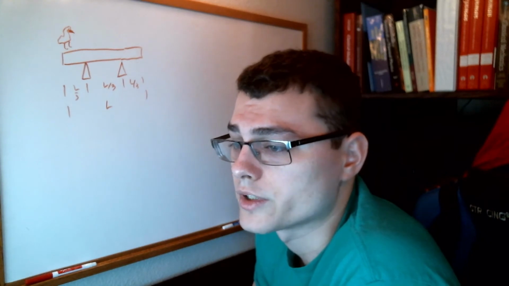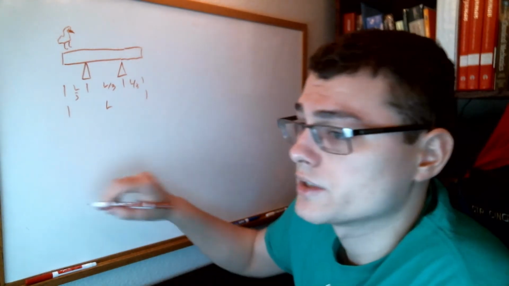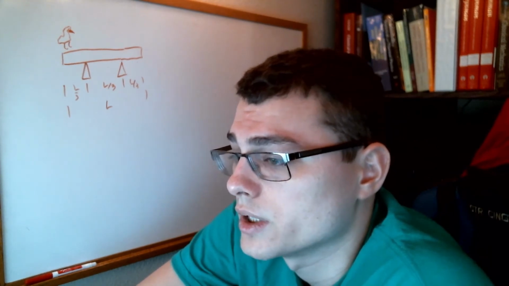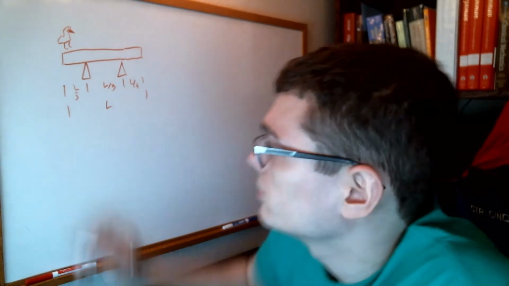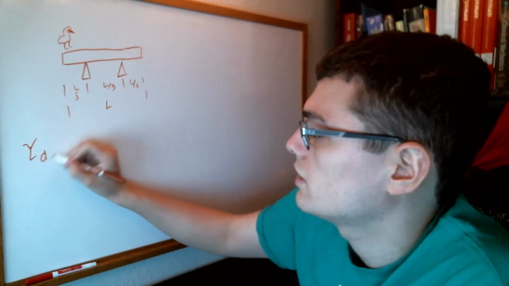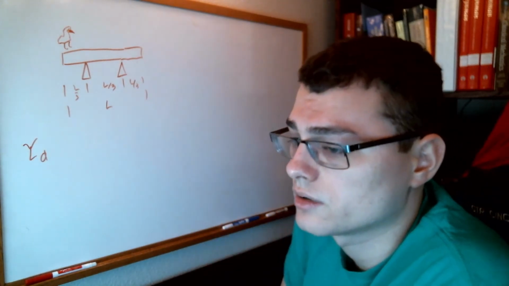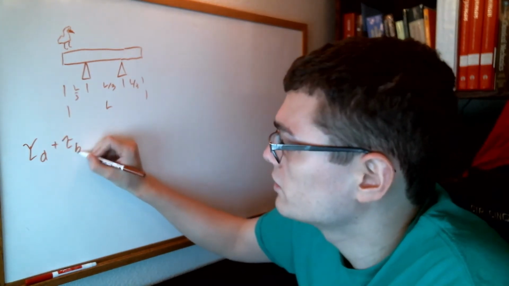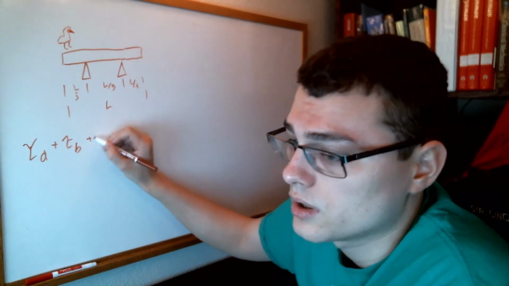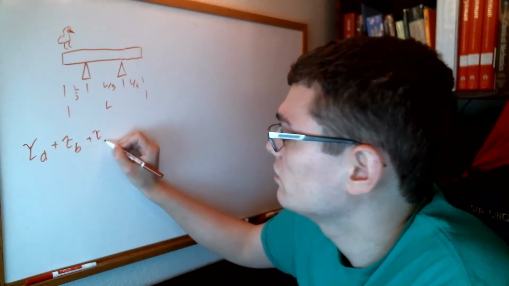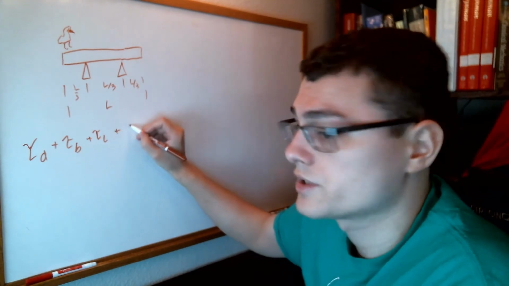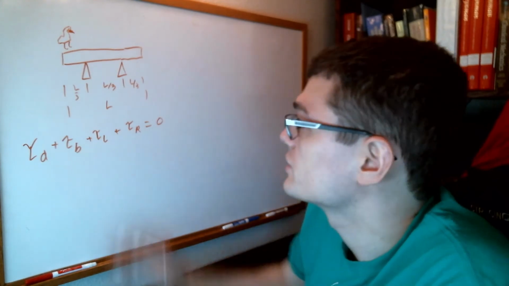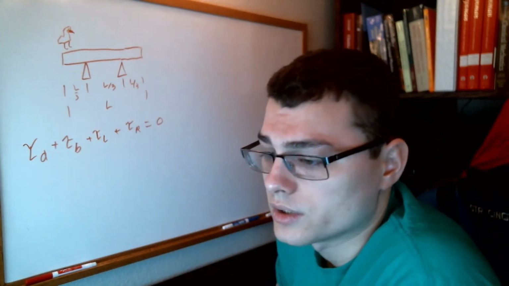So we can do a couple things here. We can just sum up the torques, and so from here there's going to be a couple of them. We have TD, which is going to be the duct, plus TB, which is going to be the torque on the beam, plus TL, which is the left pillar, plus TR equals 0, and this is going to be the right pillar.